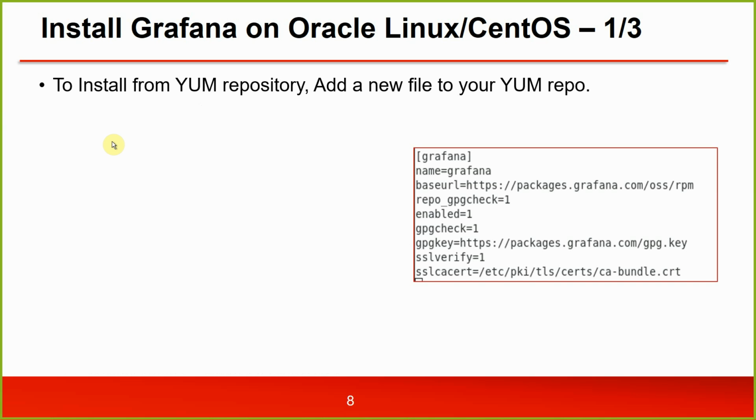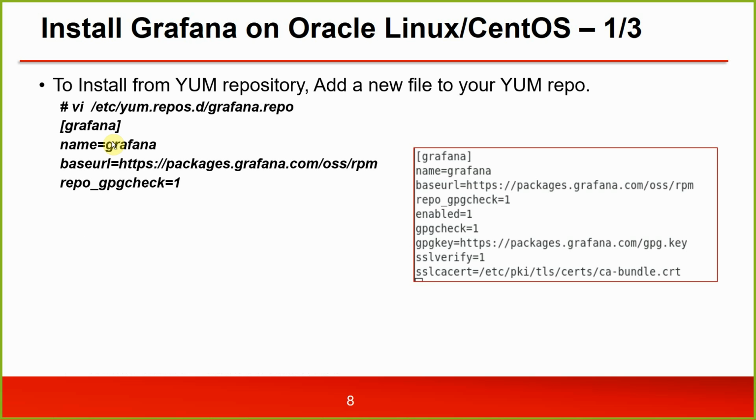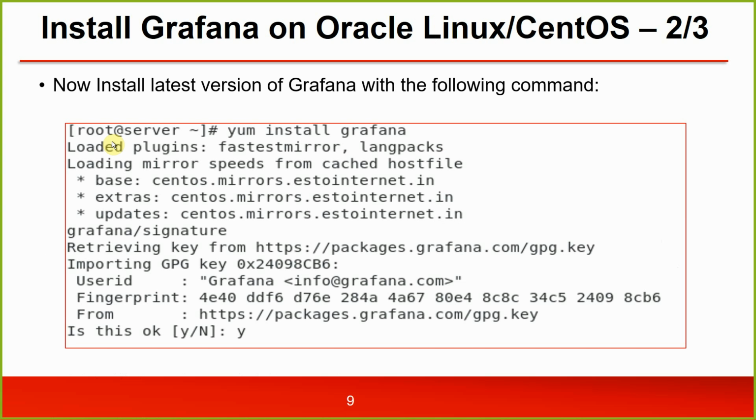Installing Grafana on CentOS or Oracle Linux. To install from the yum repository, add a file to your repo. This is the file which I demonstrated, /etc/yum.repos.d/grafana.repo. Name Grafana, base URL, repository details. After this is done, you can simply install Grafana, dnf install grafana or yum install grafana.